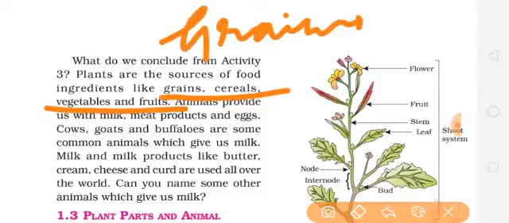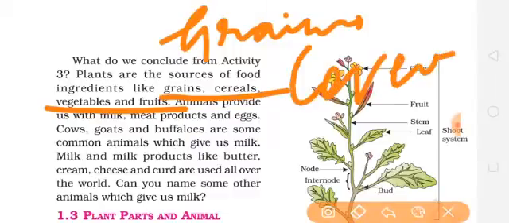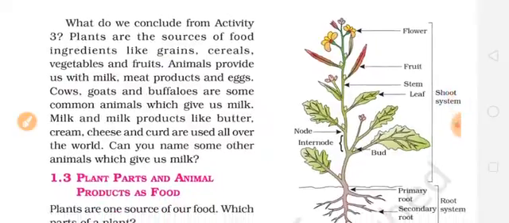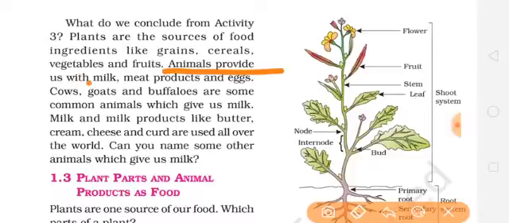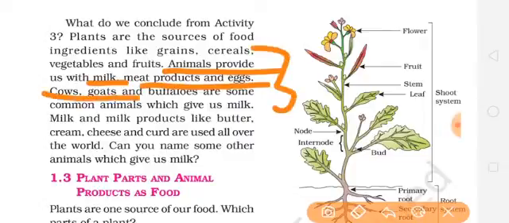Next, activity 3. Below activity 3 you can see two pictures are given, one is a paddy field, and below that you can see bullock carts. By using bullock carts, sacks of grains are transported from one place to another. In this way it is transported from one place to another. Nowadays instead of bullock carts we are using lorries to carry these grains from one place to another.